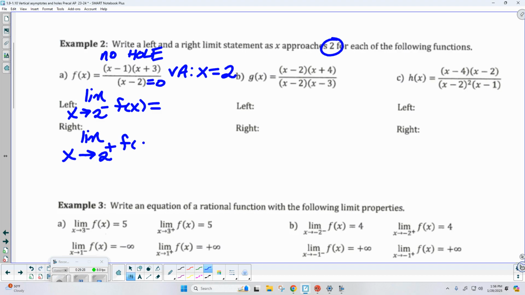Positive of f of x. Okay. Well, we've been working quite a bit recently with sign charts, so we're going to use that idea to help me figure out what's going on here. So let me go ahead and create a line graph.